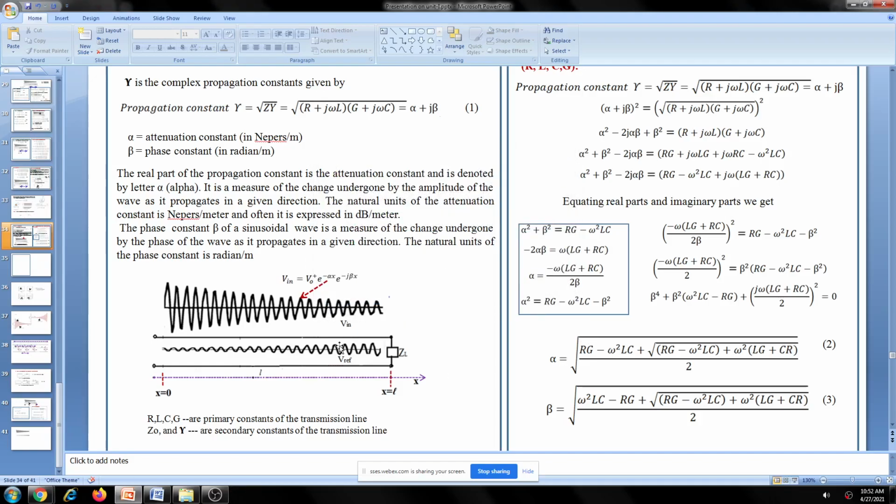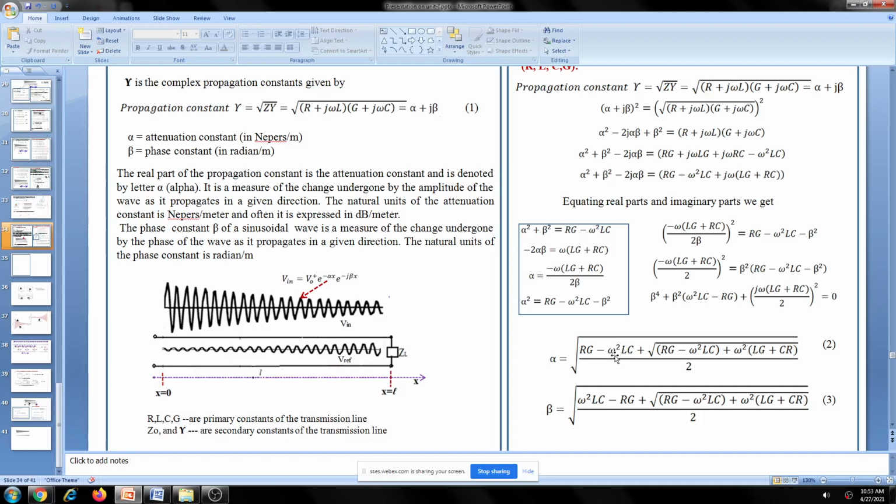Alpha is the attenuation, that is, how the amplitude decreases as we travel towards the load. How much decrease there is is given by alpha, in Nepers per meter. It depends upon the frequency.